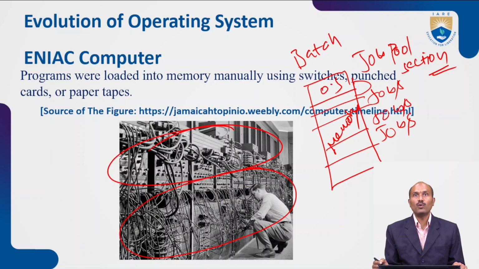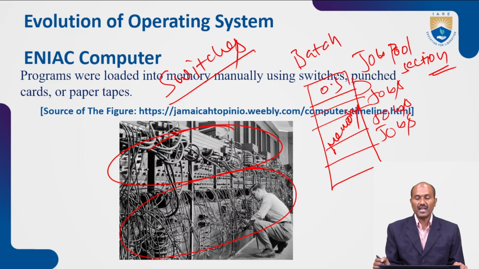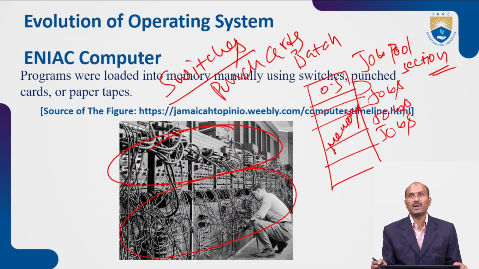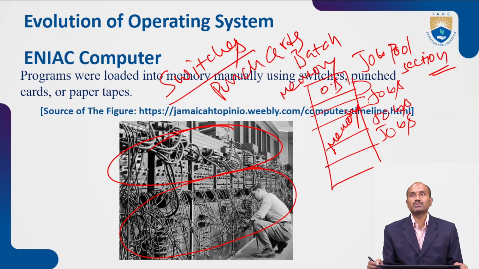Programs were loaded into memory manually, using switches and punch cards. In the next slides, I will explain how punch cards were built and how paper tapes were used in the computer. In these computers, programs were loaded into memory. This is the single memory: the operating system and programs are both there in the memory.